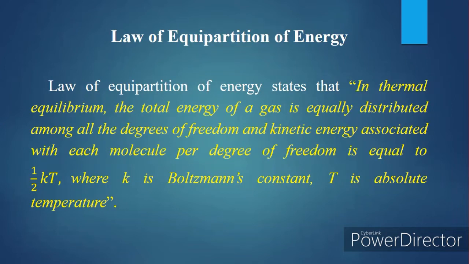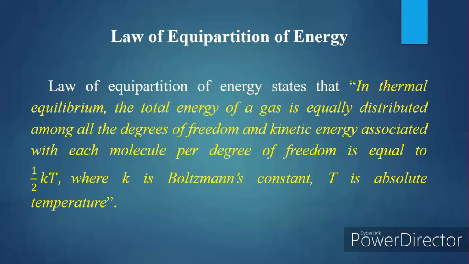So just to remember, the total energy of a gas molecule is equally distributed among all the degrees of freedom. If there are n degrees of freedom, the energy is distributed into n parts. The second point says that the kinetic energy of a molecule per degree of freedom is equal to half kT. That is, each degree of freedom will carry the energy of half kT. For 1 degree of freedom, the energy is half kT. For 2 degrees of freedom, 2 into half kT. If it has n degrees of freedom, the total energy will be n into half kT. So that is the meaning of the law of equipartition of energy theorem.